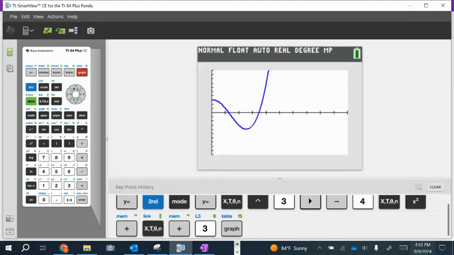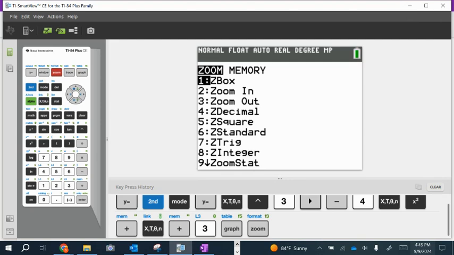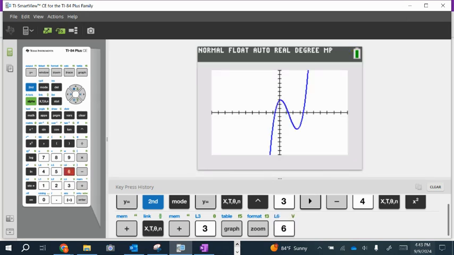And then I want to graph this. Oh, I can't see all of the graph. I probably should change my window, or the first thing you can do is zoom to 6 and that will make it fit in the screen. Is my window big enough that I can see the relative maximum and relative minimum?